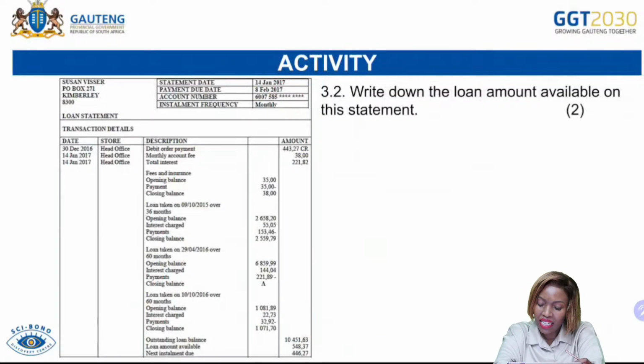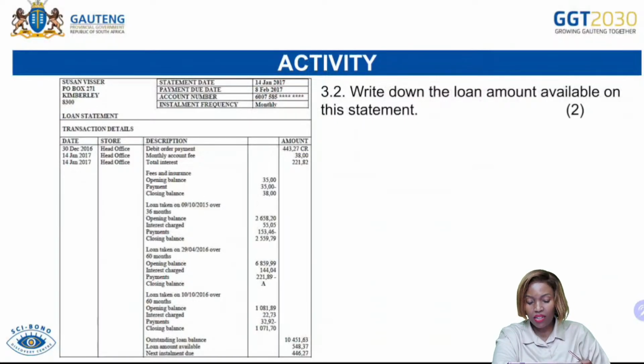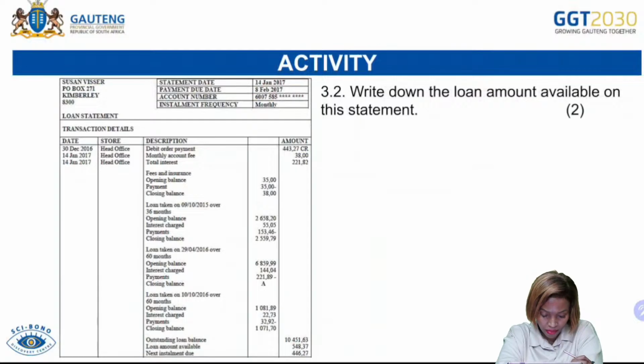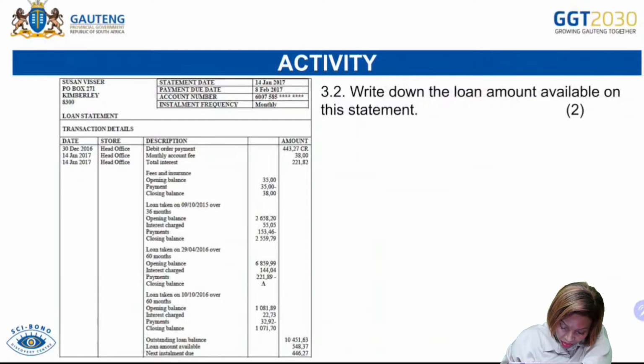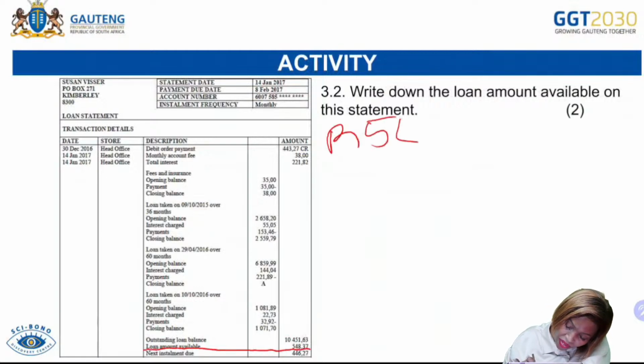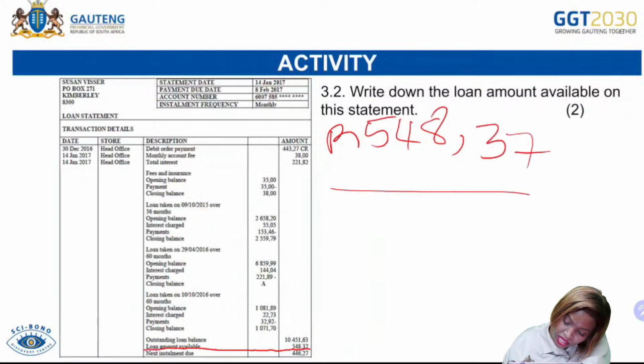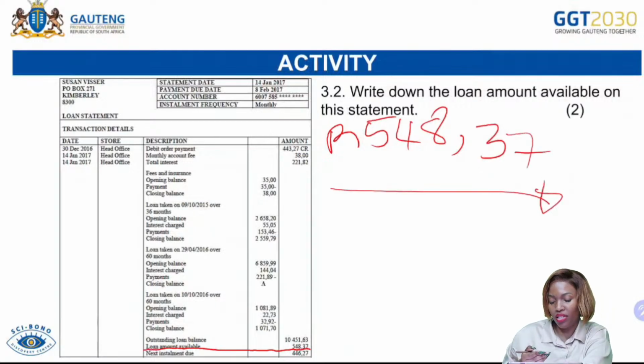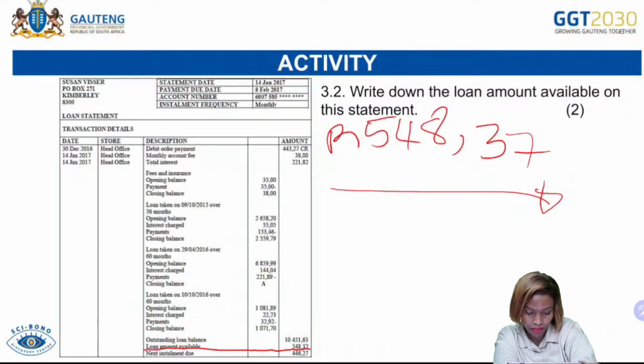3.2, write down the loan amount available on this statement. I think we saw this somewhere. The loan amount, it was there at the bottom. The loan amount available is 548 rands and 37 cents. This is the loan amount that is available.